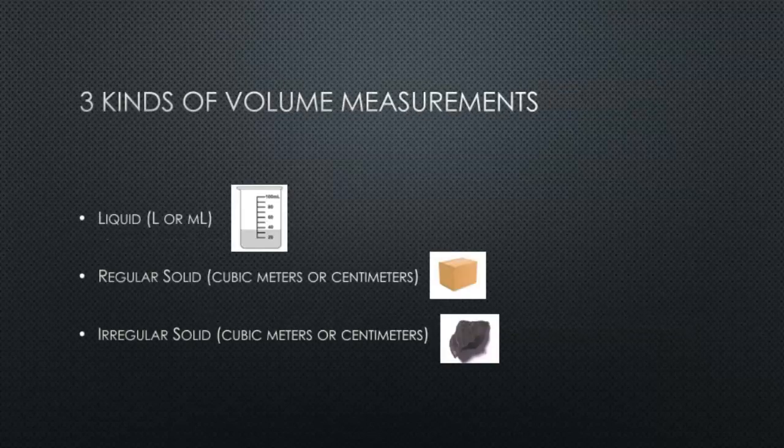There are three kinds of ways of measuring volume. One is if you're measuring a liquid, you probably want to measure in liters or milliliters. 1 milliliter is also the same thing as a cubic centimeter. So we measure regular solids and irregular solids using cubic centimeters.